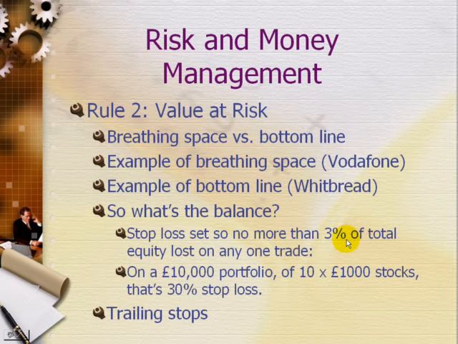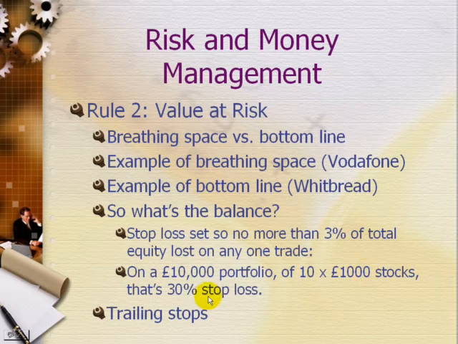Because you've only got a £10,000 portfolio, 3%. Why 3%? Well, some traders even say 1%. Actually, many professional traders will tell you 1%. Now, let's say it was 3% for argument's sake. You've got £10,000 in a portfolio and you divide that into 10 lots of £1,000 investments, then that means a 30% stop loss on any one trade, because £300 is 30% of £1,000. Fine. That's your stop loss.